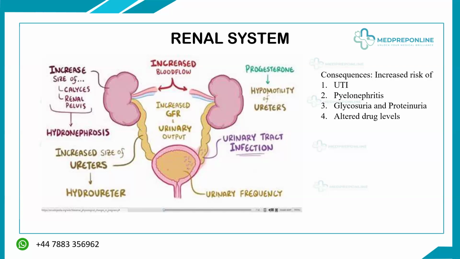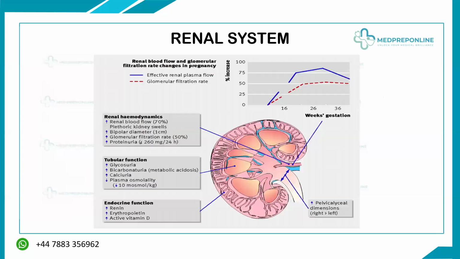Because of the increased size of the gravid uterus and the backflow, this may cause an increase in the size of the ureters and lead to hydroureter. So hydronephrosis as well as hydroureter may be normal physiological adaptations seen in pregnancy. So increased risk of UTI, like we discussed, it may also lead to pyelonephritis in a pregnant patient. Increase in the glomerular filtration rate increases the amount of glucose and protein excreted in urine. Because of the increased filtration rate, some amount of drugs which have a renal excretion may be excreted in greater amounts, which will reduce the therapeutic drug level. So this is important when prescribing drugs to the pregnant patient.